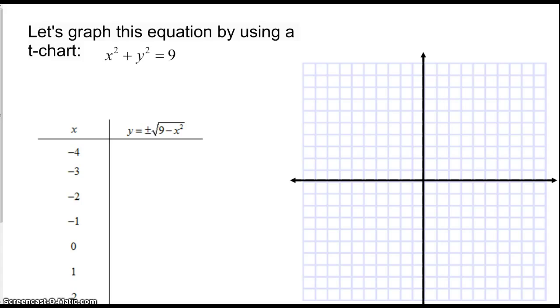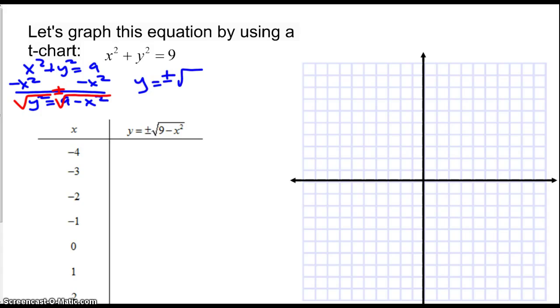What we have to do first is solve the equation for y if we want to do this. So let's try that. We have x squared plus y squared equals 9. So maybe I subtract an x squared from both sides and I get y squared equals 9 minus x squared. And then to undo the square on both sides I do a square root, but because I do that I have to add a plus or minus, right? So what I end up with is this equation, y equals plus or minus the square root of 9 minus x squared. That's the equation solved for y, okay?